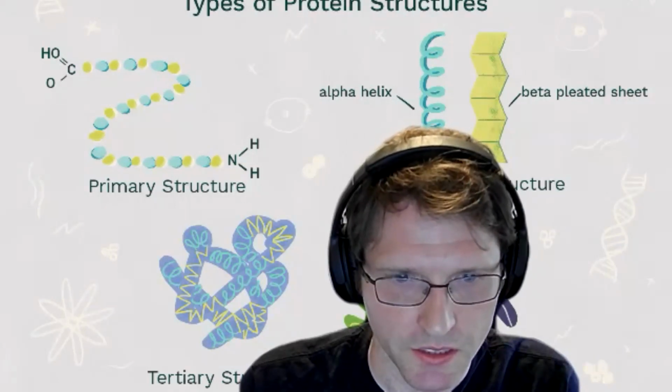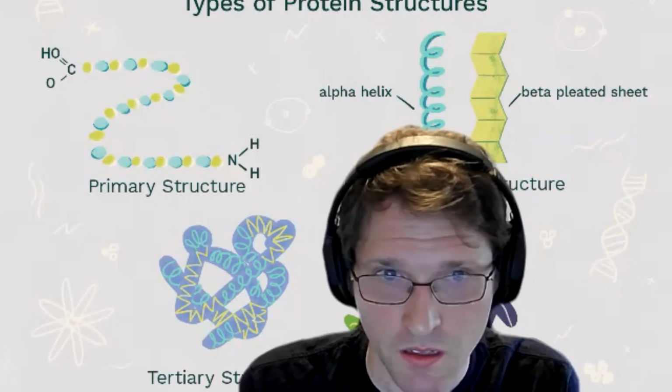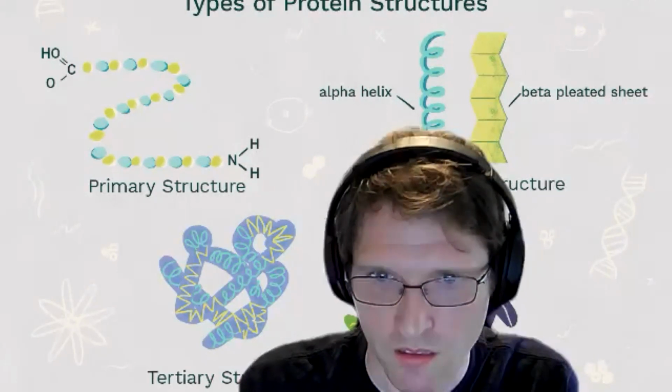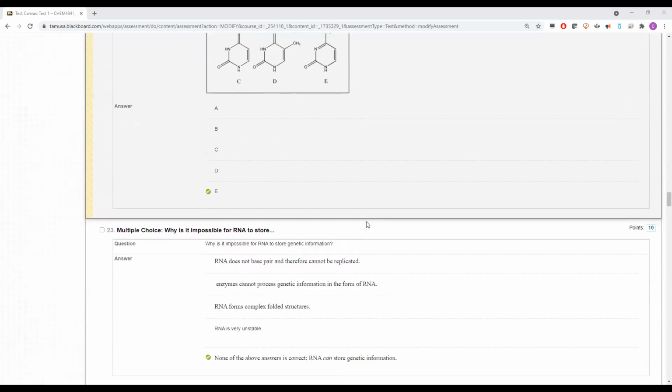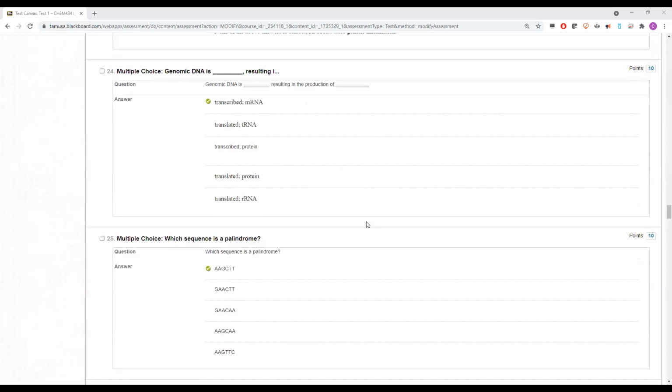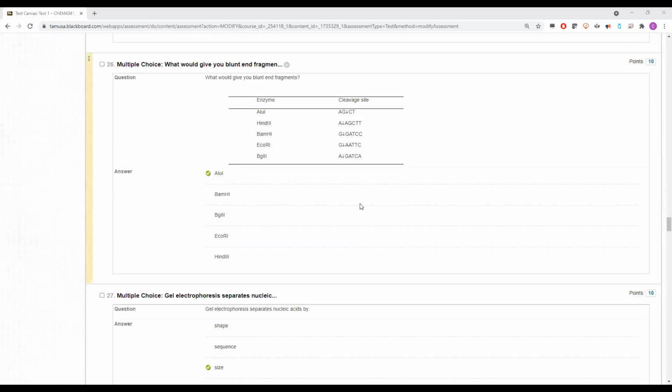Let me just share for a second. Yeah, right here. What base pairs with guanine? You have to recognize what it looks like. Like this question, we went over a lot and even had a homework question on it. Which one would give you a blunt end?